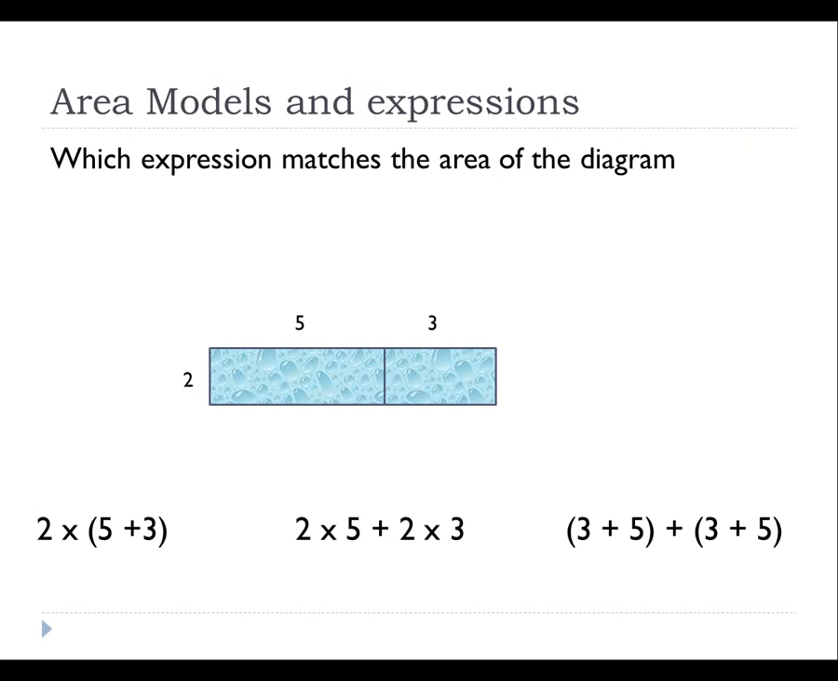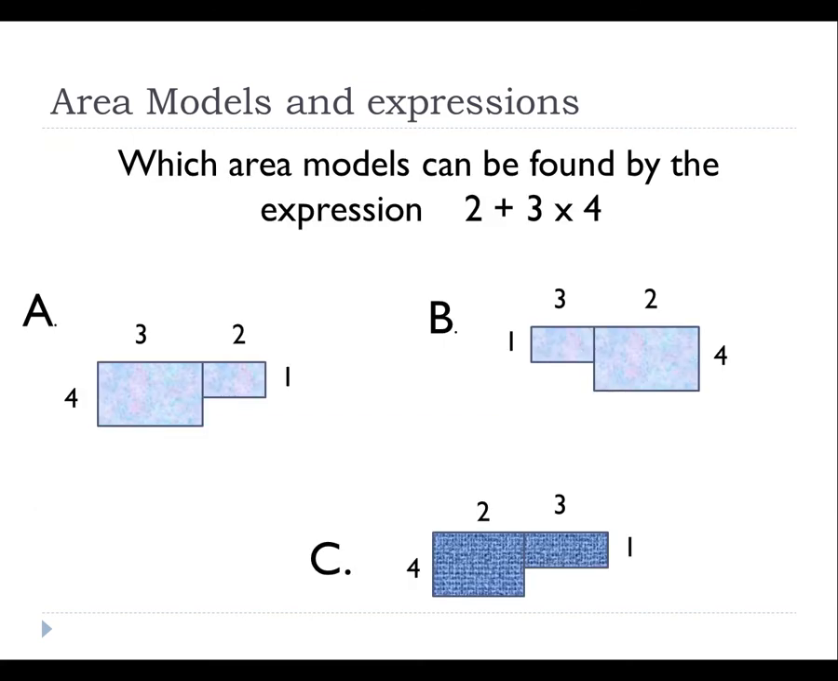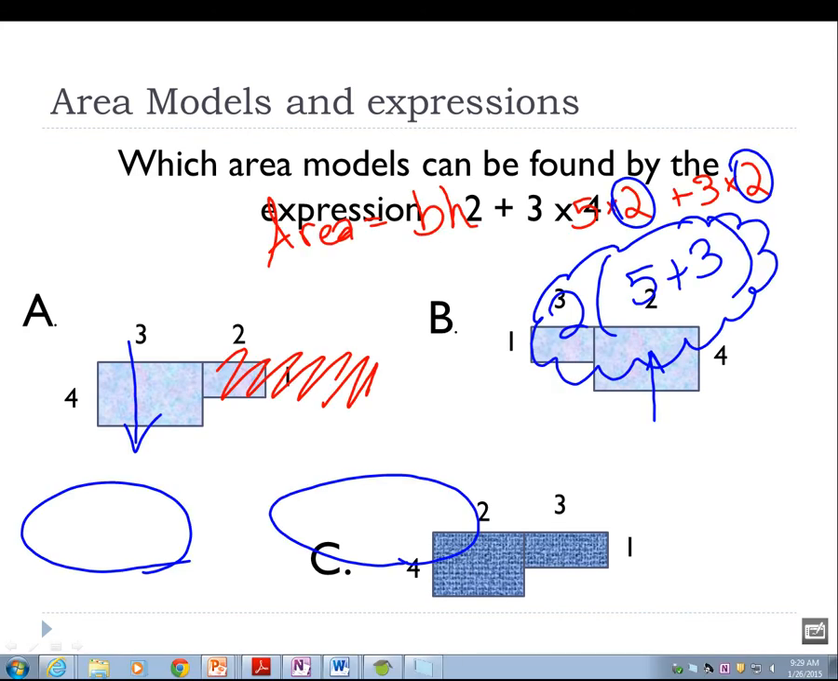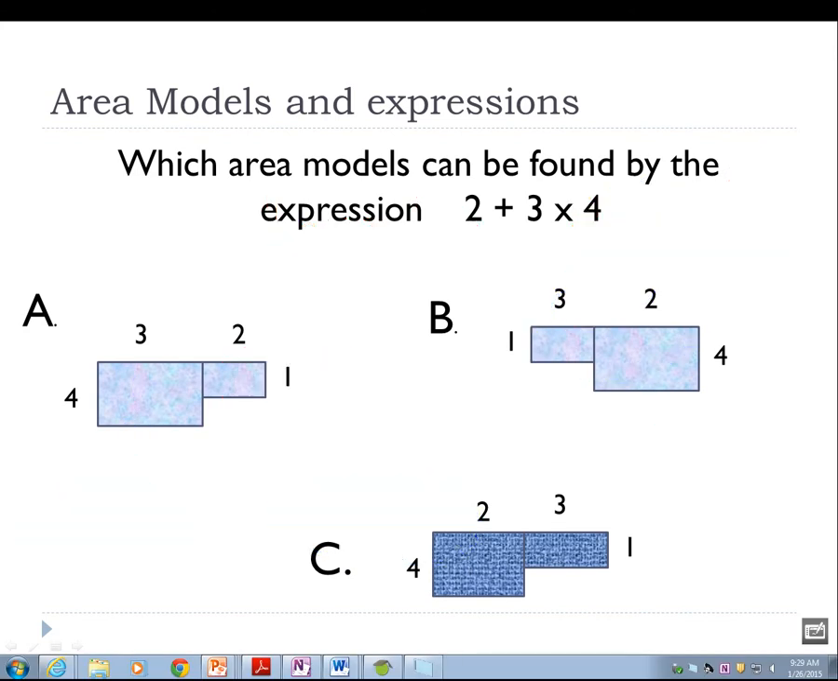So, area models. Which area model can be found by the expression 2 plus 3 times 4? 2 plus 3 times 4. Well, let's work out what these would be. First off, how would you find the area of this? How would you find the area of C, Sean?